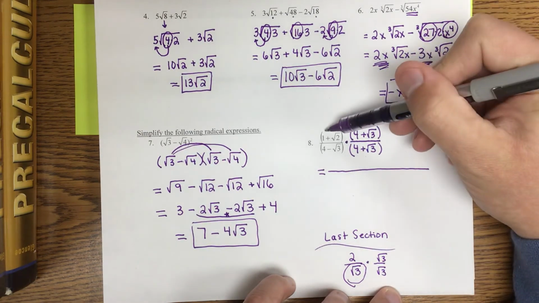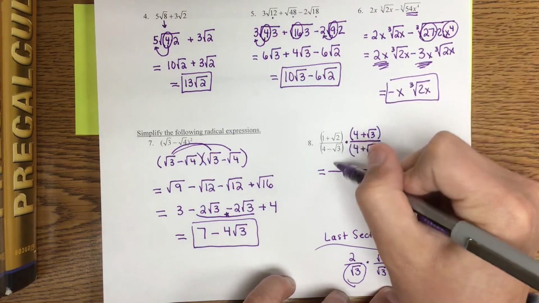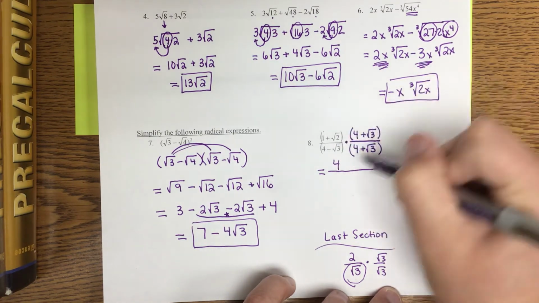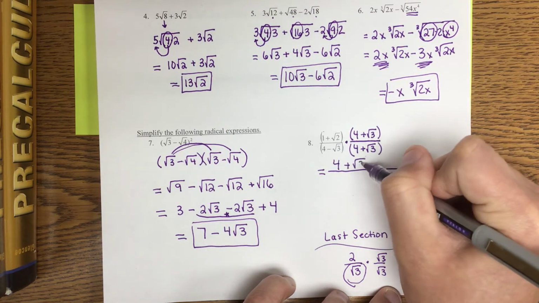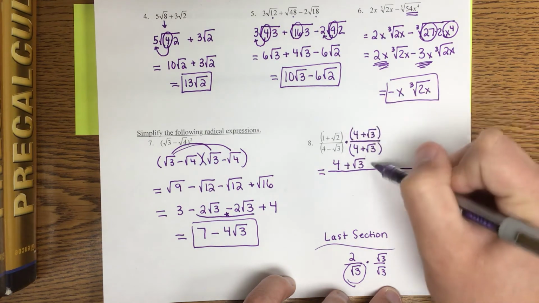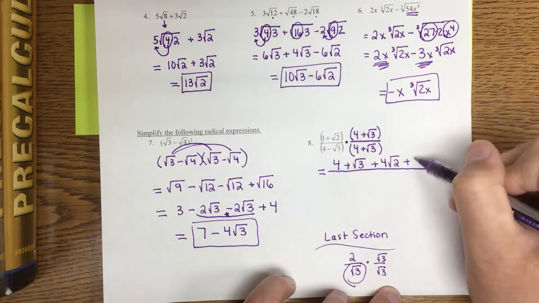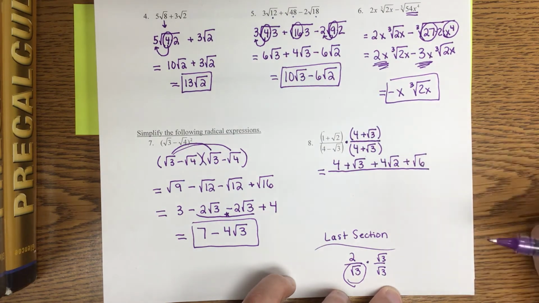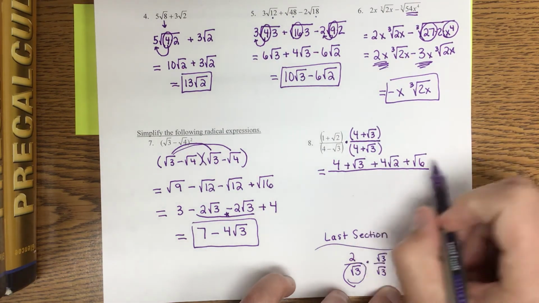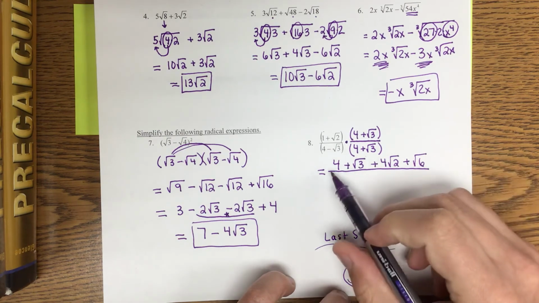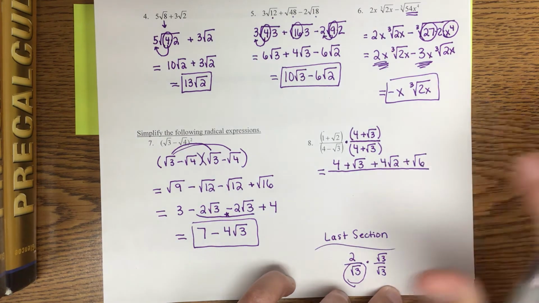All right, and I'm going to go ahead and use some FOIL here. 1 times 4 is 4. 1 times root 3 is root 3. And then I have root 2 times 4, so that's 4 root 2. And then root 2 times root 3 is root 6. None of those can combine, unfortunately. They're all different terms, and that's okay.